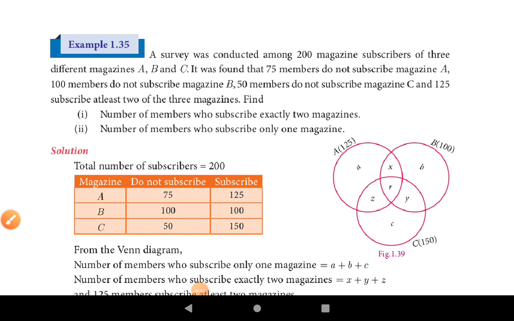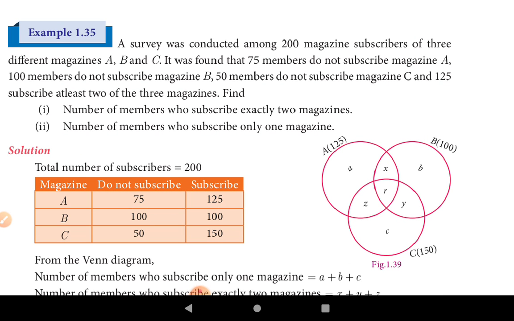Hi everyone. In this video lesson, we solve example 1.35. So you can see the question on the screen. A survey was conducted among 200 magazine subscribers. Subscribers are nothing but those who are getting daily three different magazines A, B, and C. So there are three different magazines A, B, and C. So altogether A, B, and C is 200.